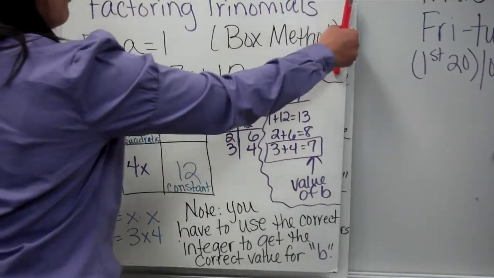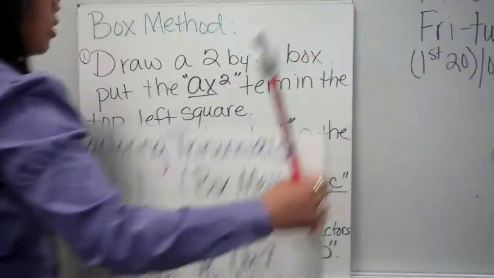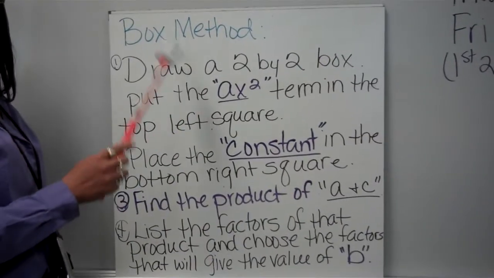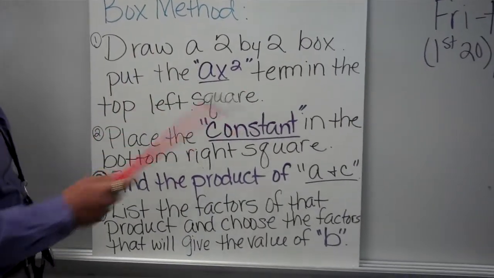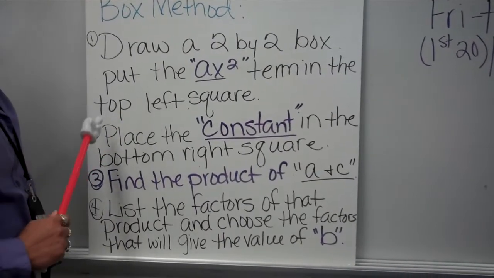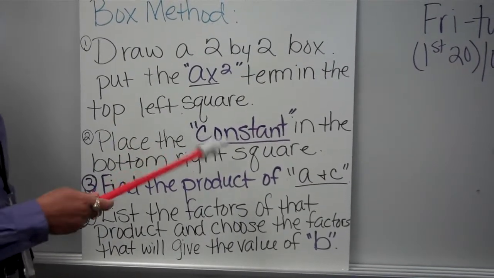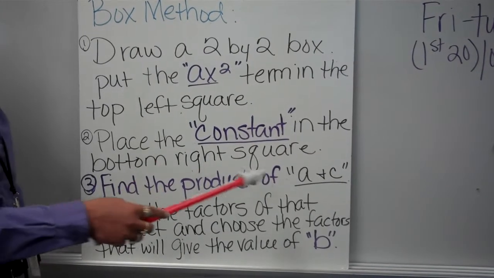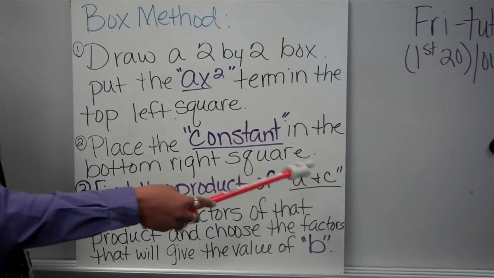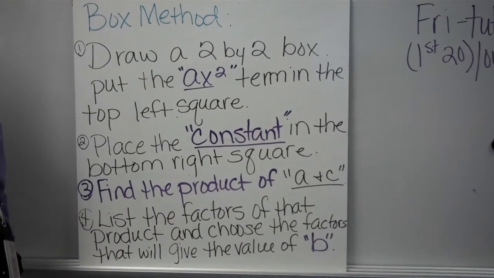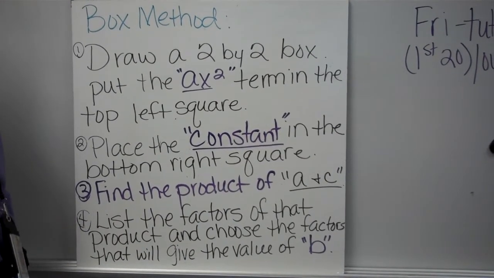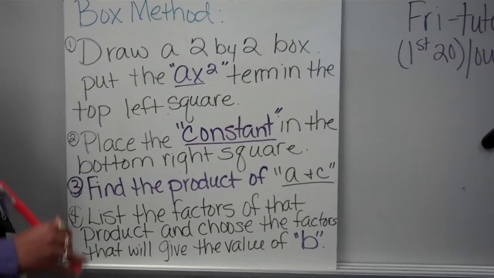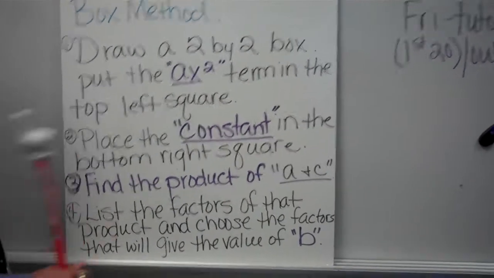So to review that one more time, when factoring trinomials, first draw a 2 by 2 box. Put the ax squared term in the top left square. Place the constant in the bottom right square. And then find the product of the coefficient a and c, and list the factors for that product. And choose the factors from that list that will give you the sum for b.